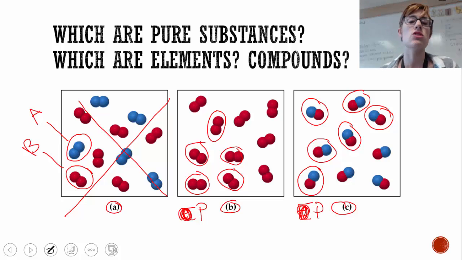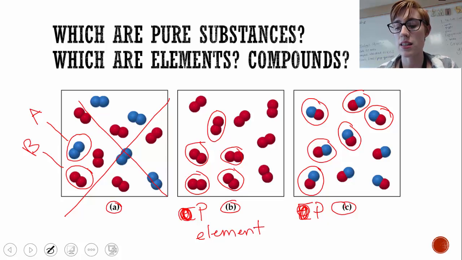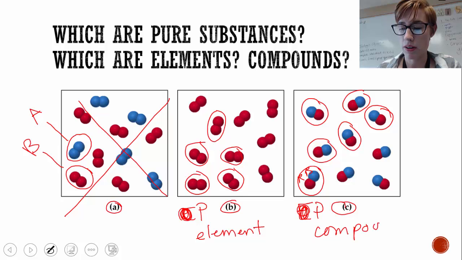Okay, so now let's look at these 2 pure substances and figure out which ones are elements and which ones are compounds. Remember, elements are only made up of one type of element. In picture B, I see that we have the red element that is used twice in the compound, but I only see the red element, which means this is also classified as an element. But in picture C, I can see that this chemical is made up of the element that's blue and the element that's red. So since I have 2 different elements that make up the chemical, I call it a compound.